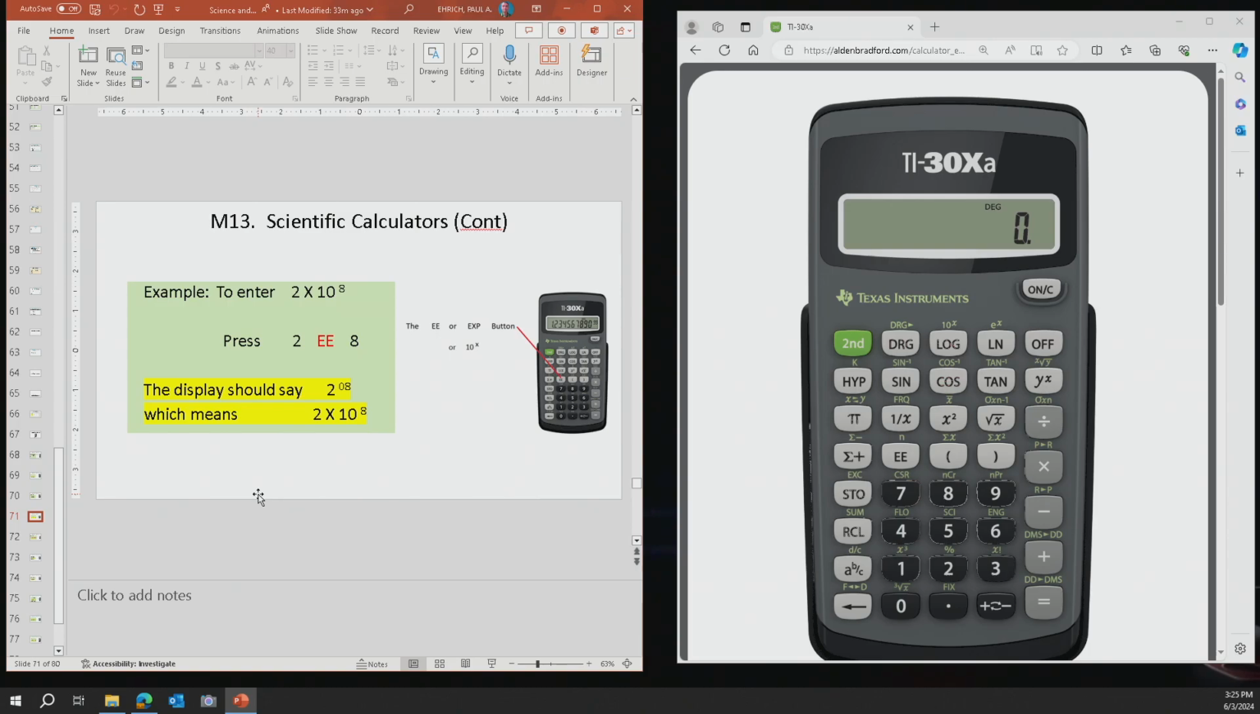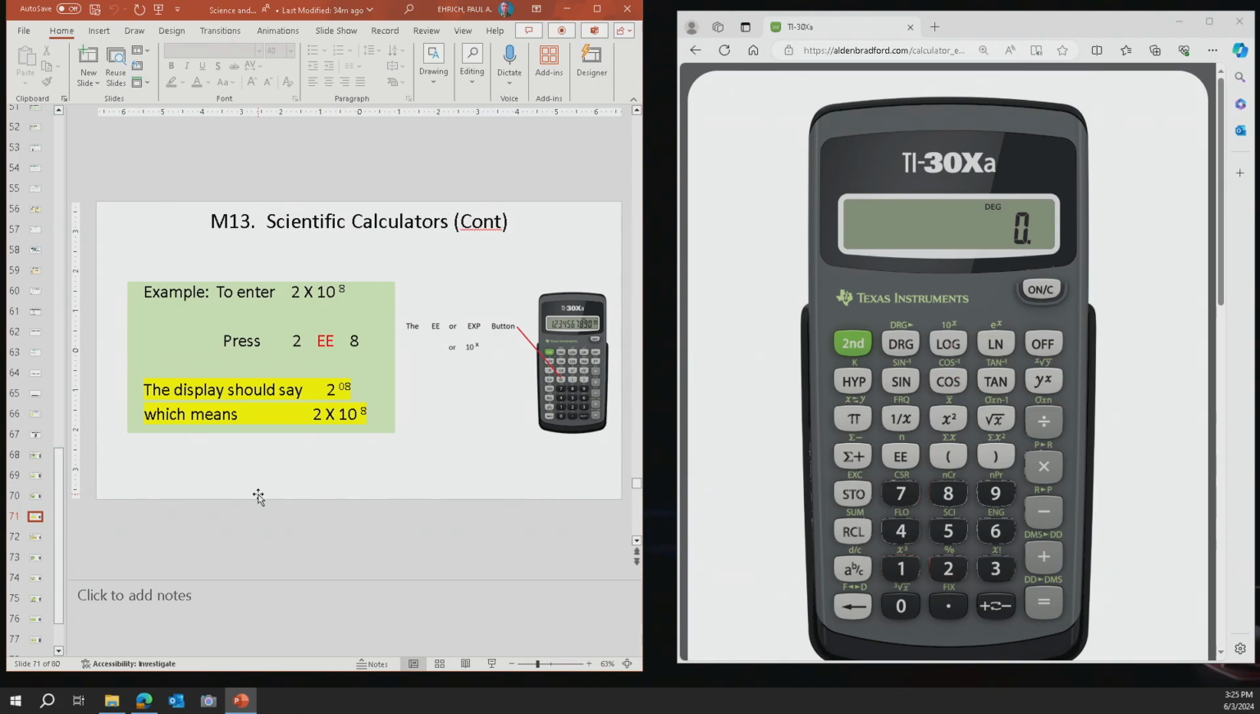Welcome back. And now what we want to do is enter numbers in scientific notation on your calculator. In order to do this, you're going to look for a button that says EE. On some calculators it might be the caret button, and on other calculators it might be the 10 to the X button that does it for you. So you need to look on your calculator to see which button you should use in order to enter numbers in scientific notation.